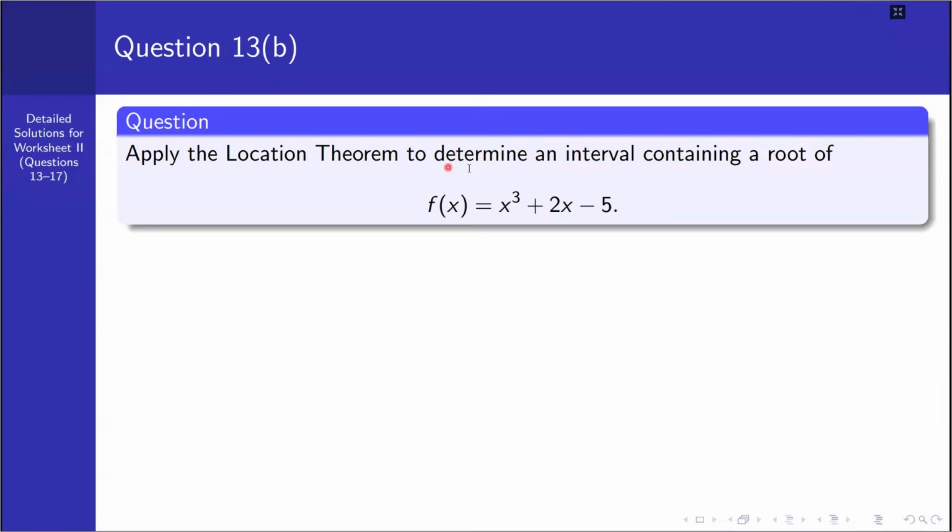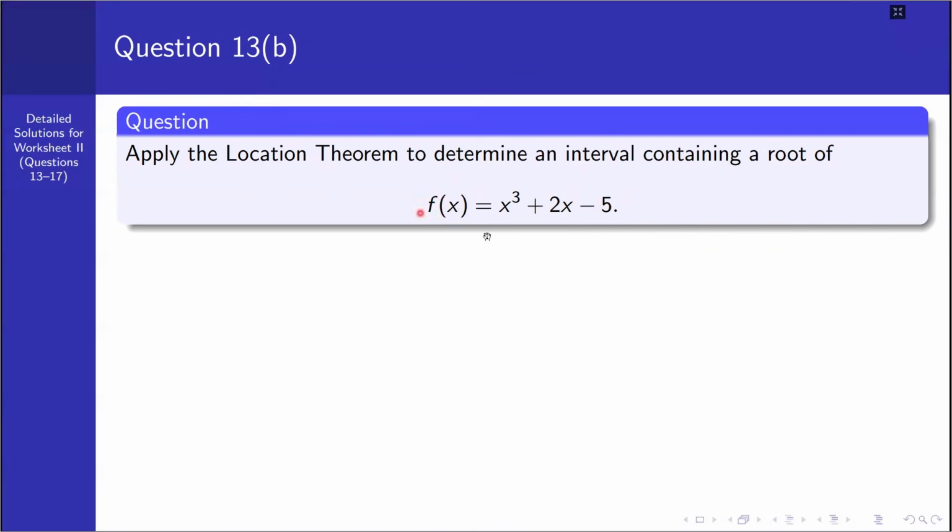Apply location theorem to determine an interval containing a root of f of x equal to x cubed plus 2x minus 5. Using the same theorem, that is location theorem, we are asked just to determine an interval containing the possible root of this polynomial function.